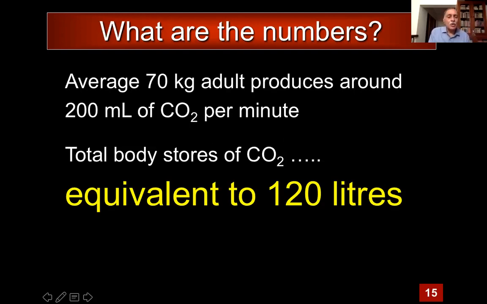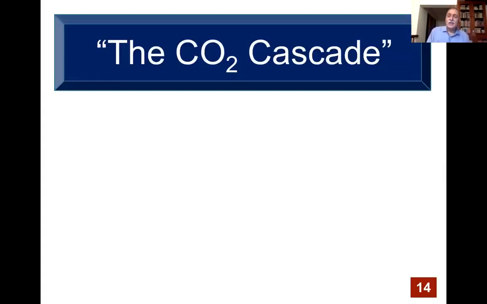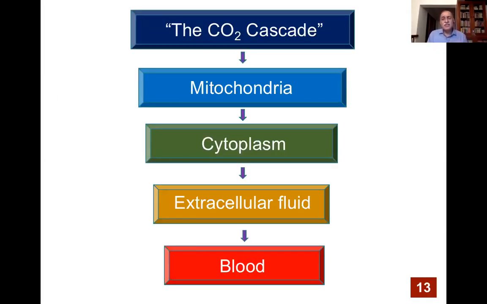And we have a total body store that is the equivalent of 120 liters, or the amount of carbon dioxide produced in about 10 hours of excretion from all the cells. Now, I have just used my prerogative to label this as the carbon dioxide cascade. There is no such term as the carbon dioxide cascade, but I thought that would be an easy way to remember, because if you have an oxygen cascade that starts from the atmospheric air and goes all the way down to the tissue cells, you have what is called a carbon dioxide cascade that works in the reverse direction.